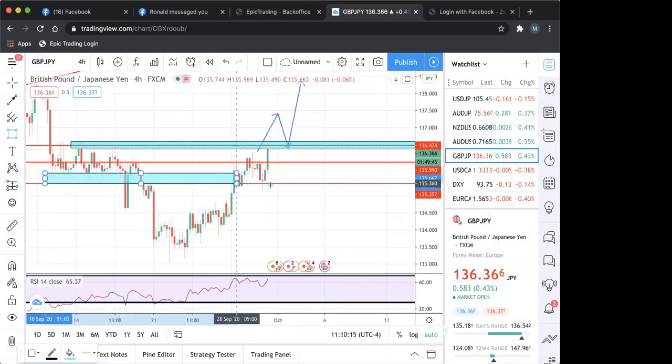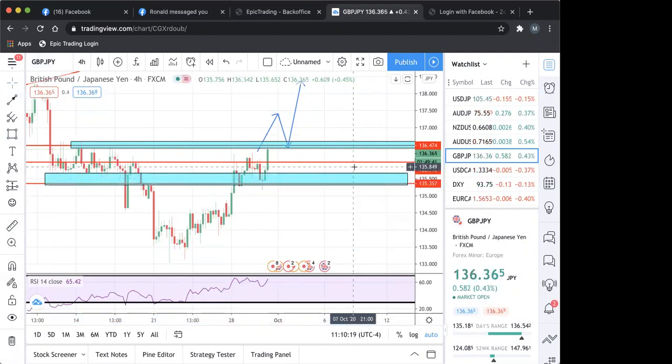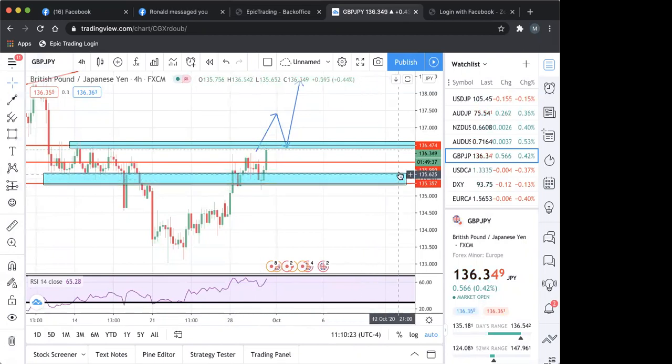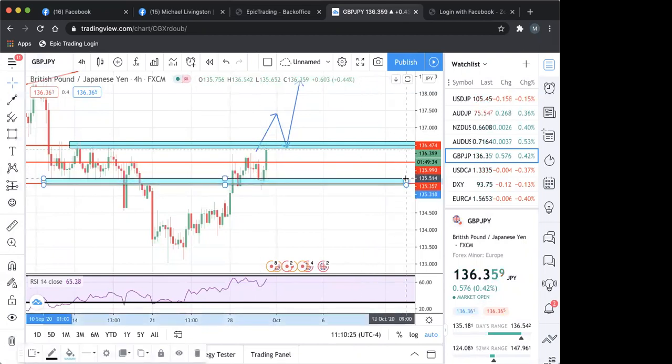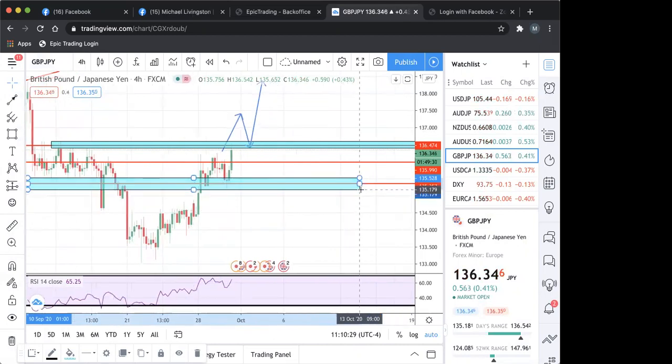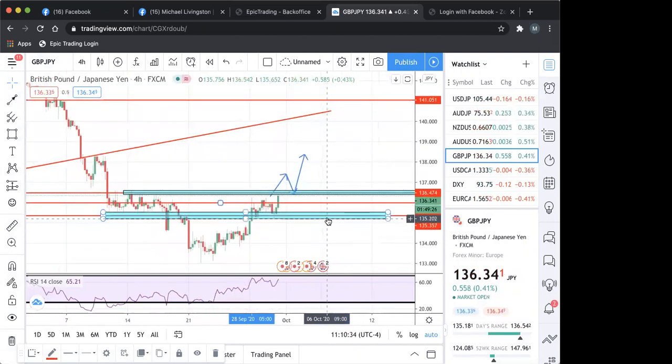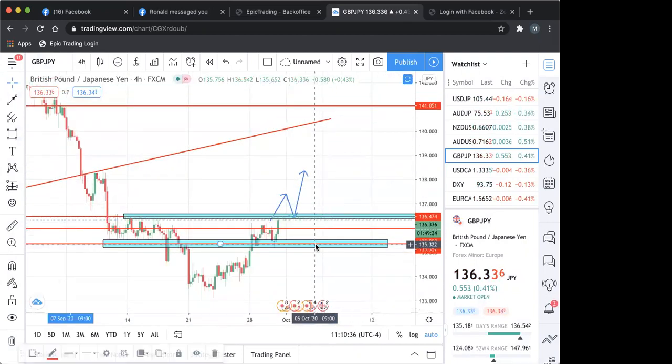All those wicks right there and stuff. So if we can see price break, honestly, I would draw it a little bit lower because of this wick right here. There we go. And then if you always want, you can drag it across.